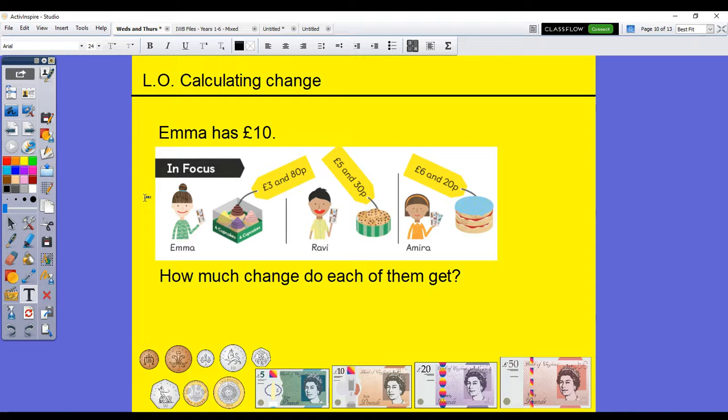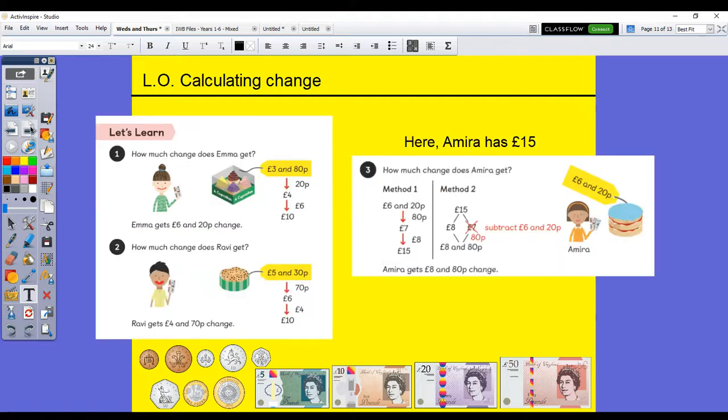You've got a bit more maths today, but that's never a bad thing. Okay, so our learning objective today is calculating change. So here, Emma has £10. How much change does she get? How much change does each of these people get? Okay, so let's have a look.